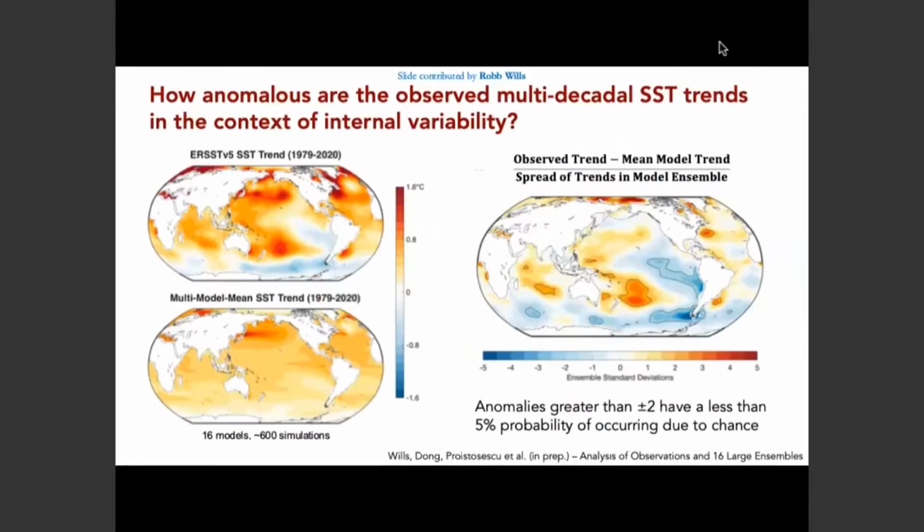And that's actually something that, so this is a slide contributed by Rob Wills, and this is something that Rob, Christie, and others have been working on, that has identified a few regions, including in the Arctic, the tropical Pacific, and around the Southern Ocean, where when you compare it to internal variability in a large ensemble of climate model simulations over the period 1979 onward, these are regions that are very unlikely to have occurred by chance. And I construe that to mean not due to internal variability, although it could be other things. And the eastern equatorial Pacific has some regions in there that are not likely due to chance or internal variability.